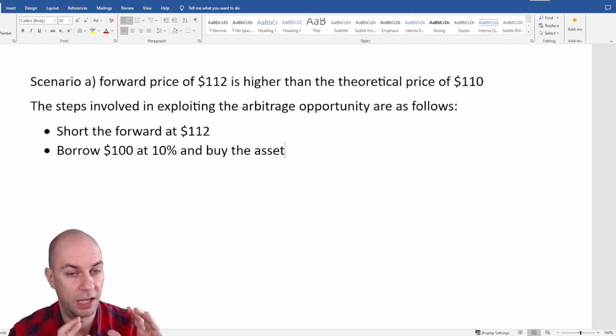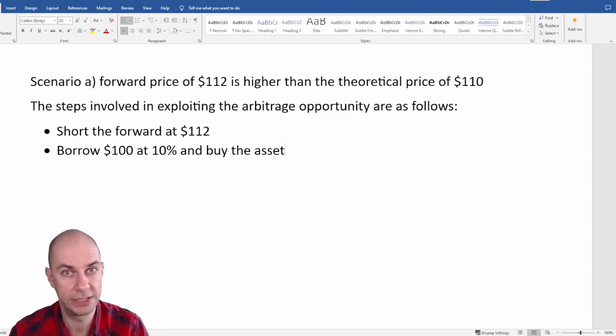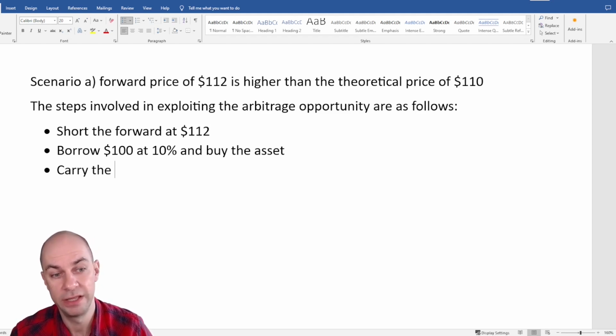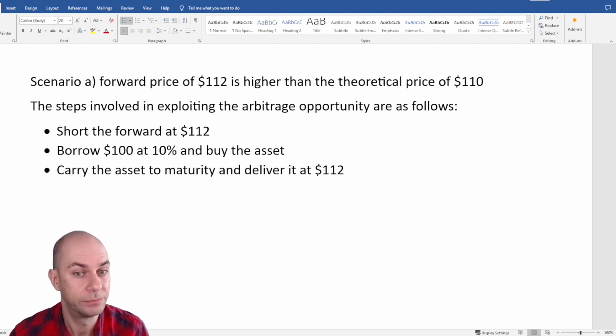Okay, so I've promised today to sell the asset in the future at 112. And simultaneously today, I've borrowed $100 at 10% and I've bought the asset. Now, the next thing I need to do is carry the asset to maturity. What I mean by carry is store the asset if it's a commodity, or just keep the asset if it's a financial asset, but carry it to maturity and deliver it at 112. Okay, because we've already pre-agreed to deliver it at 112.